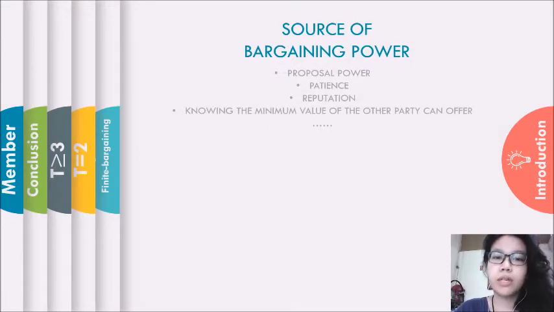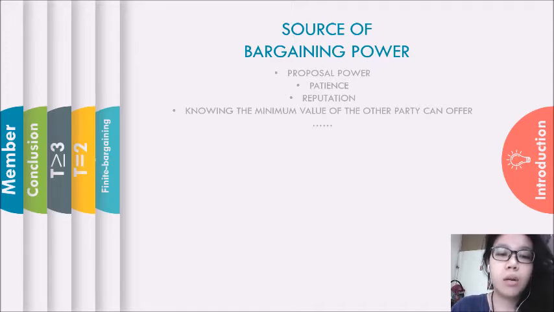Now I'm going to explain the primary sources of bargaining power and give some brief intuition as to why they can improve bargaining outcomes. Sources of bargaining power are as follows: proposal power, patience, outside option, knowledge of the other side's minimum value, and costly signals of higher value. If we have any of these things, we are going to end up in a better place after the negotiation ends.